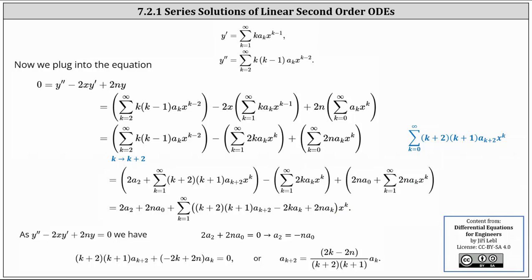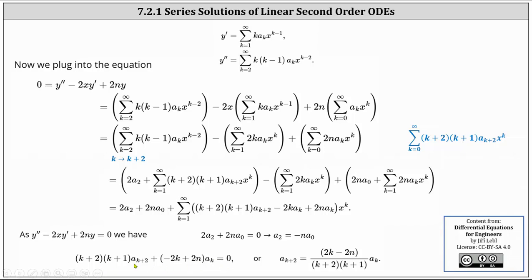Now remember, all this is equal to 0, which indicates the constants 2 a sub 2 plus 2n a sub 0 must equal 0, which if we solve for a sub 2, we have a sub 2 equals negative n a sub 0. And also all the coefficients of the power series must equal 0, which indicates k plus 2 times k plus 1 times a sub k plus 2, and then minus 2k a sub k plus 2n a sub k must equal 0. If we factor these last two terms, we can write this as plus the quantity negative 2k plus 2n times a sub k, and we still have equals 0.